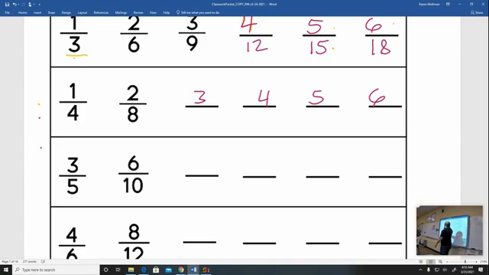Now, what about the denominator? What are we doing with the denominator, Andrew? Skip counting by 4s, right? So what's the next one then? 12. What's this one? 16. What's this one? 5. And what's this one? Good, and now we're looking at the same thing, right?